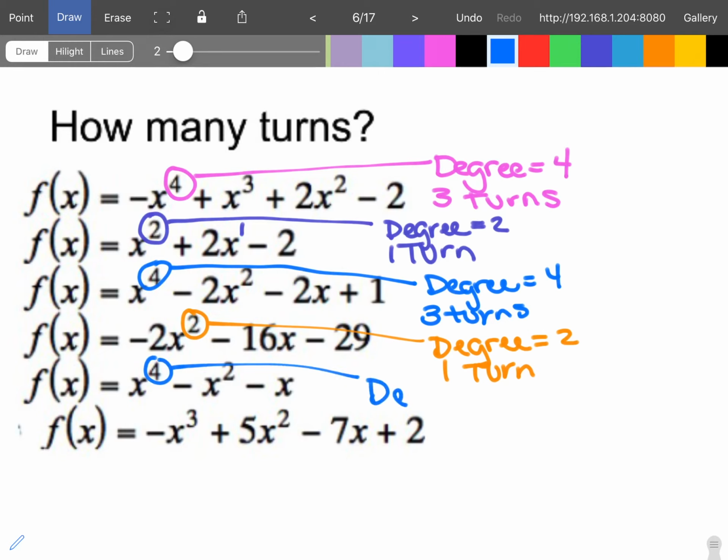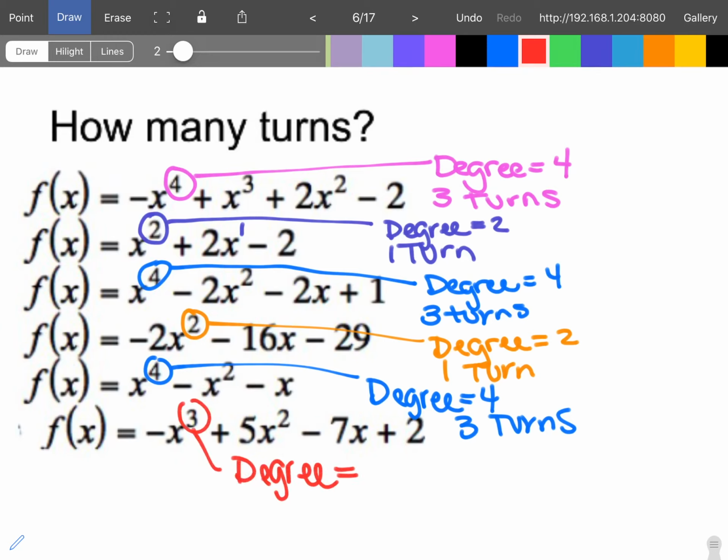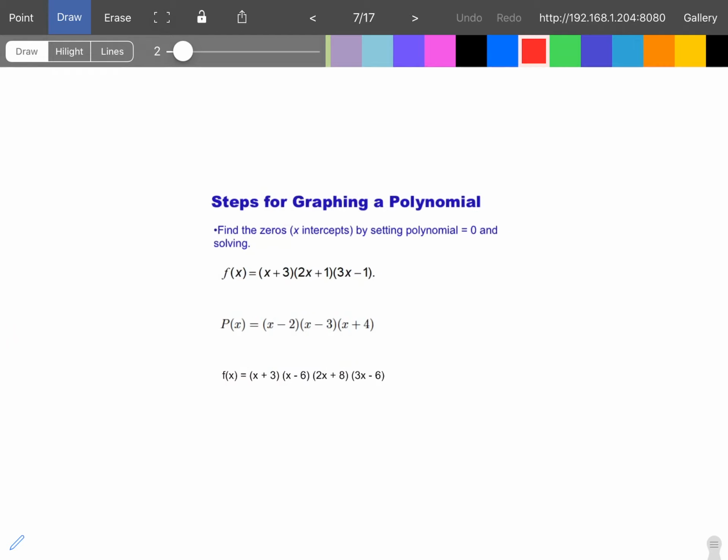And then this one, we have a degree of 4. Well, how many turns would we have? 3 turns. And our last one, we have a degree of 3, which means we have 2 turns. So that is helpful as we're getting ready to sketch graphs.